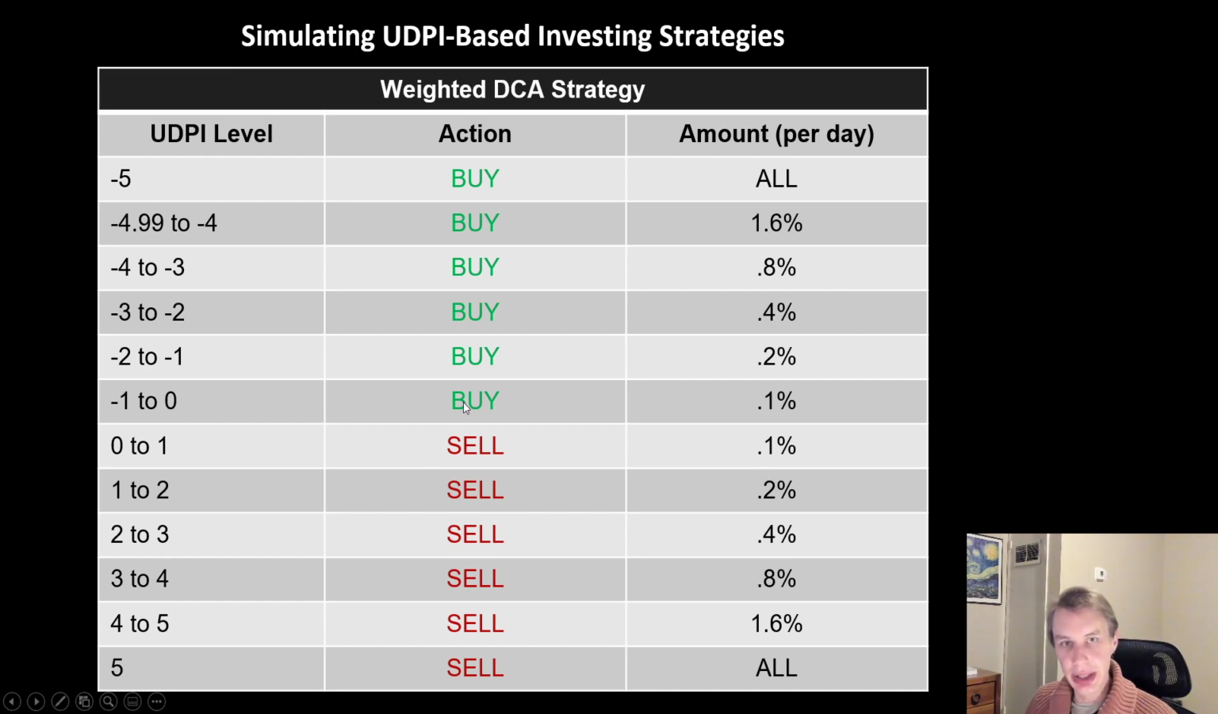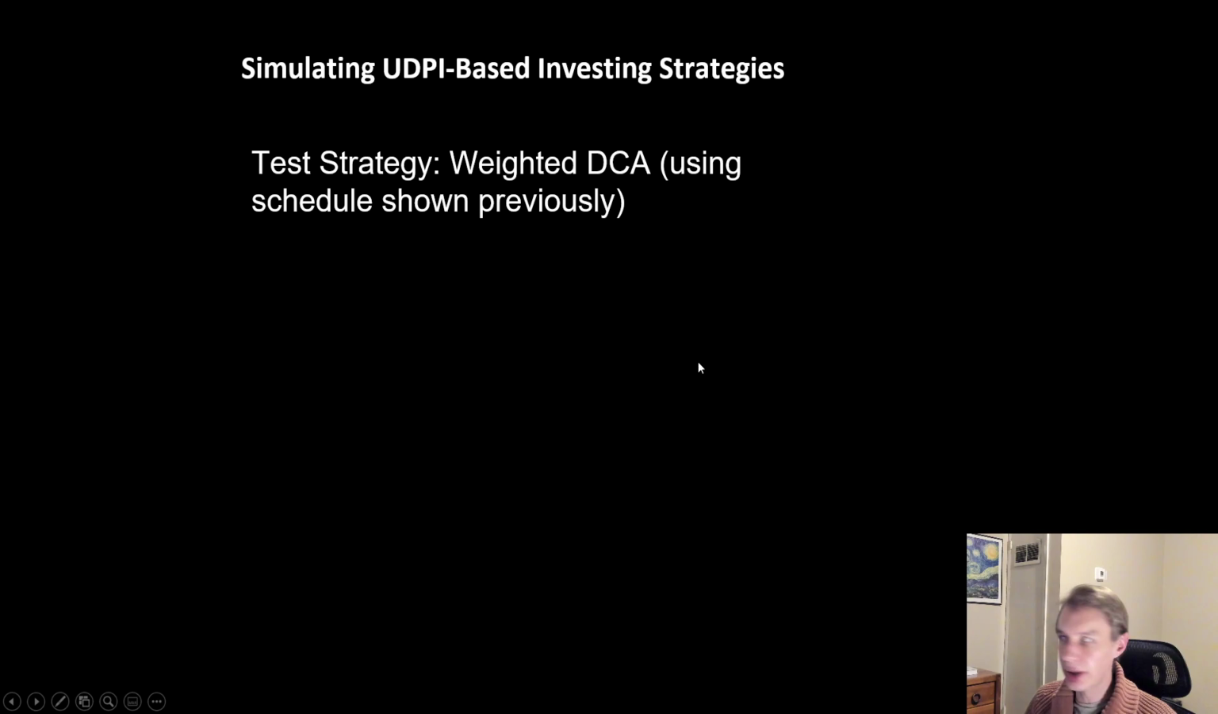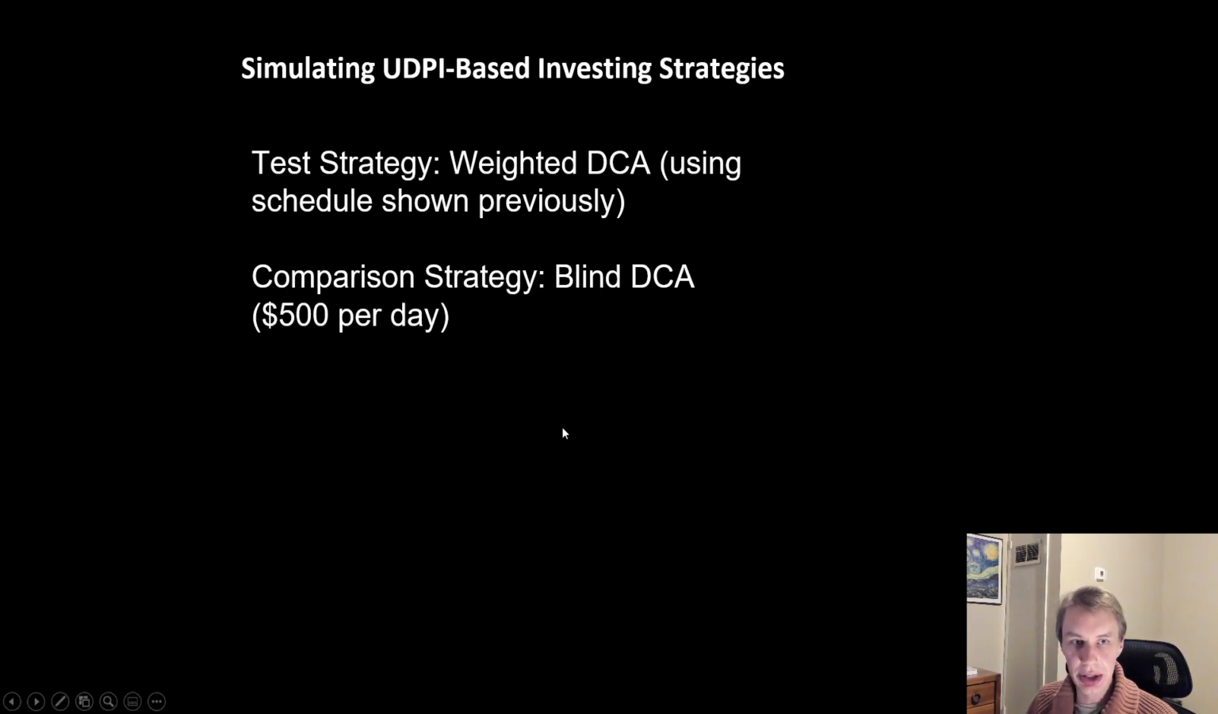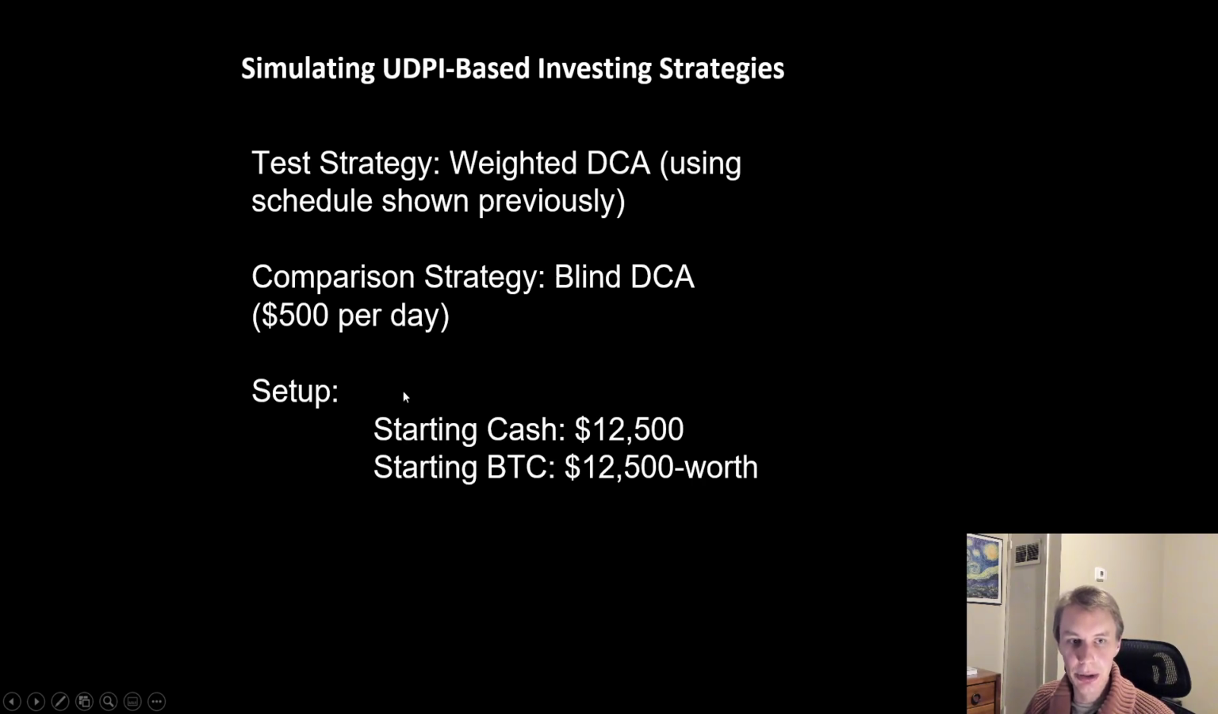So again, I don't think this is necessarily the optimal strategy, but just one theoretical thing someone could do, and I think just a baseline so we can see what you could have potentially expected if you had been using the weighted DCA strategy based on the UDPI. So that's going to be our test strategy using that schedule we showed. The comparison strategy is what I'm going to call a blind DCA strategy, where you're just blindly putting in $500 a day from that start point. I'm going to be using $25,000 as the overall start value, so this is a relatively aggressive DCA amount.